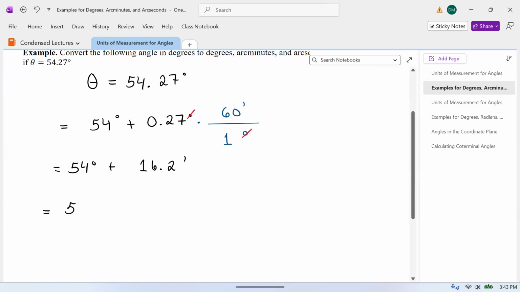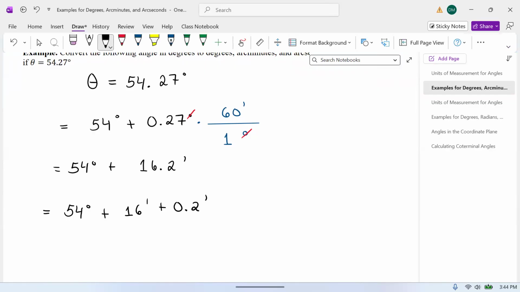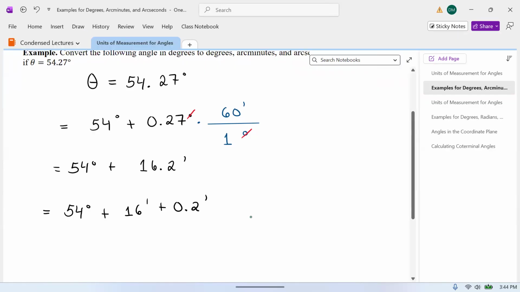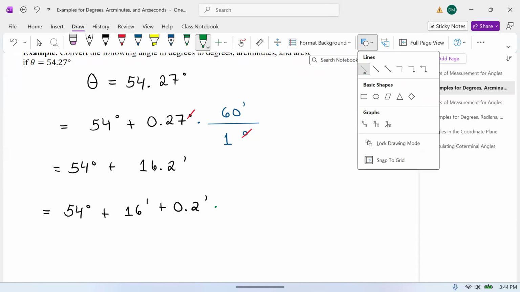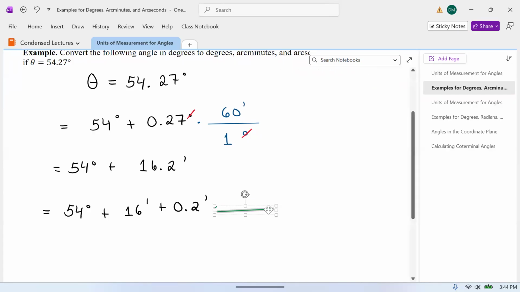Now break it apart one more time. 54 degrees, 16 whole arc minutes, plus a fraction of an arc minute. Okay, now I play the same game. I'd like to convert my arc minutes to arc seconds. Multiply by a fraction. This is called a conversion factor. The unit I'd like to cancel goes on the bottom. Desired unit on top.